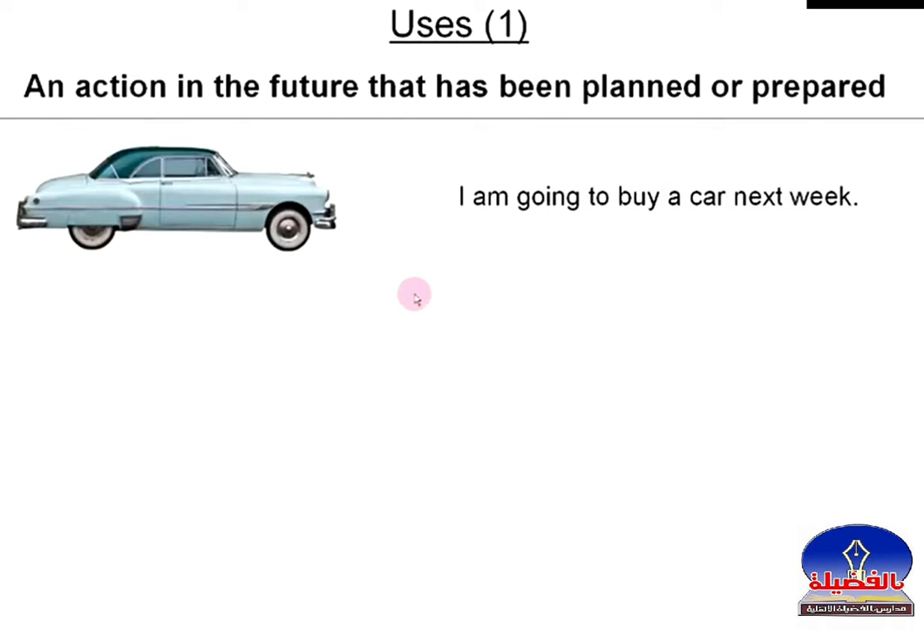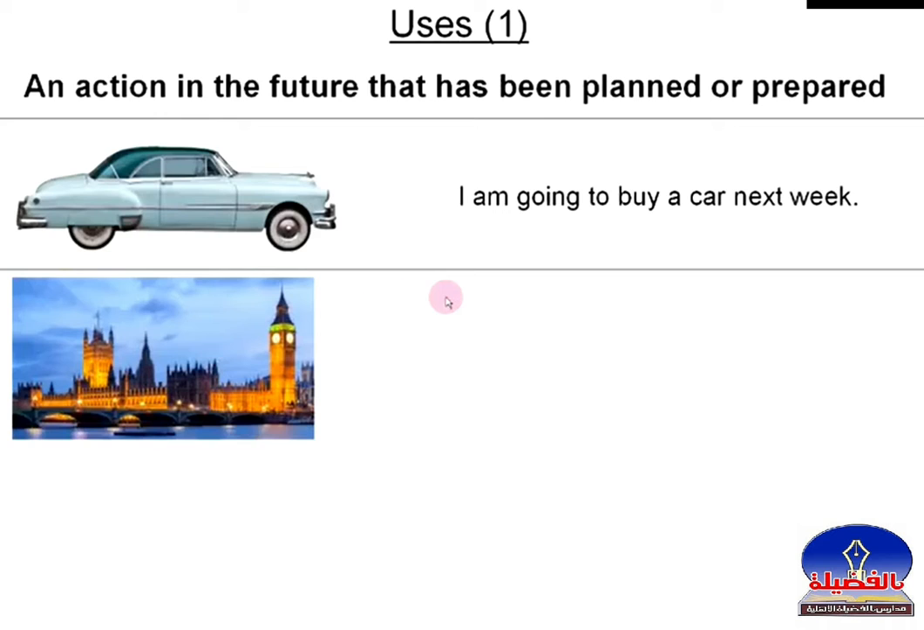Example 2. Tomorrow we are going to visit London. So tomorrow is in the future, and we are going to visit London. So going, we are going, and then we have to visit. So this is the verb in the infinitive form, to visit.